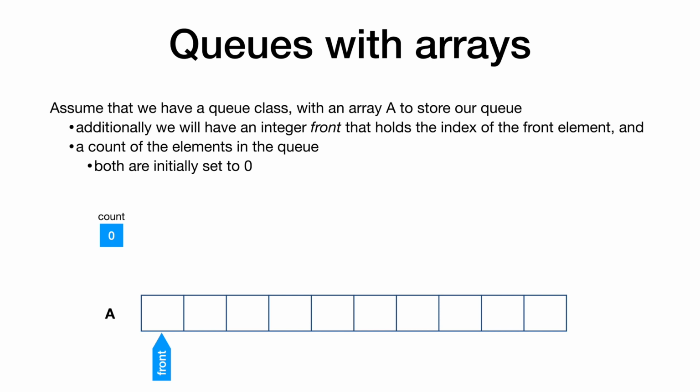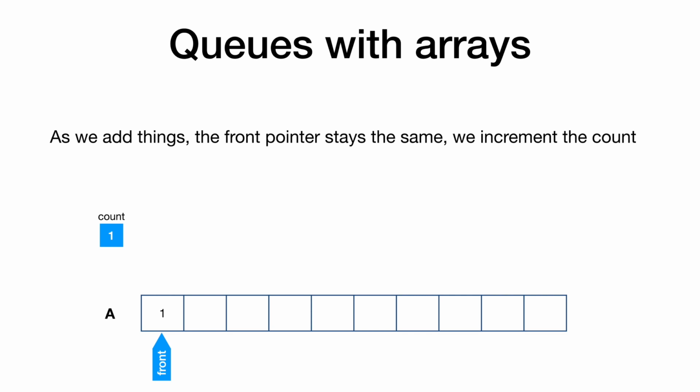So initially, both the front and the count are set to 0, right? Those are their initialized values, because the count's going to hold how many things are in the queue, and right now there's nothing in the queue. And for fun, we're just going to start the queue at the front of the array. So as we add things to the queue, the front pointer stays the same, and we increment the counter.